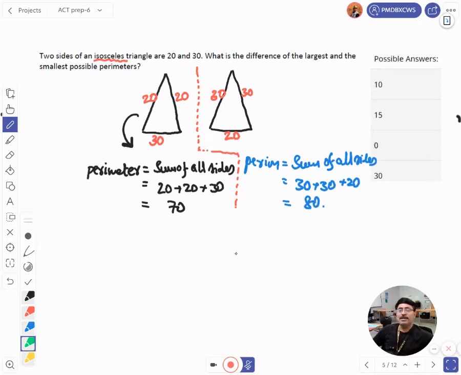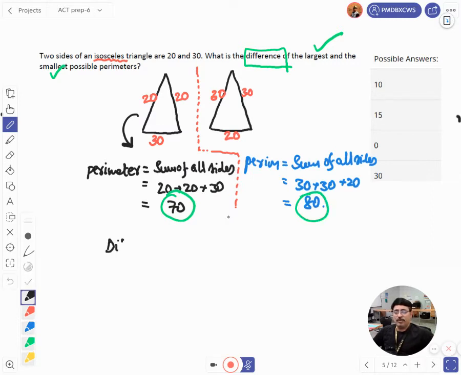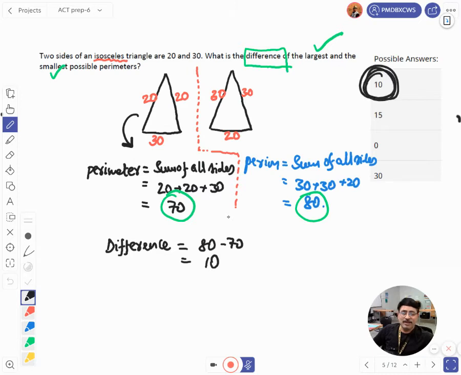Now the question is, what is the difference of the largest and the smallest possible perimeters? I found 70 and 80. Difference means from the largest number, I have to take away the smallest one. Therefore, from 80, take away 70. The answer is 10 units. Any questions on this, please? Please type in the comment box.